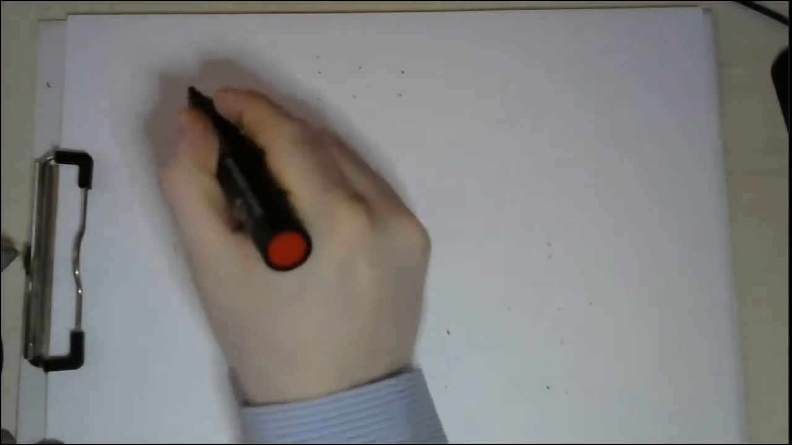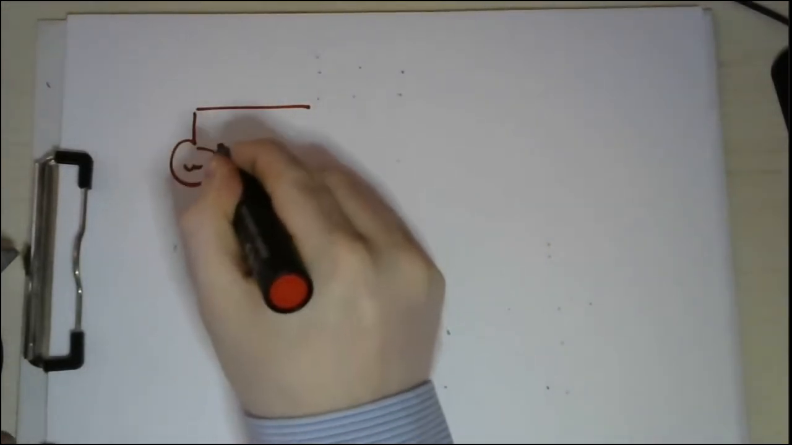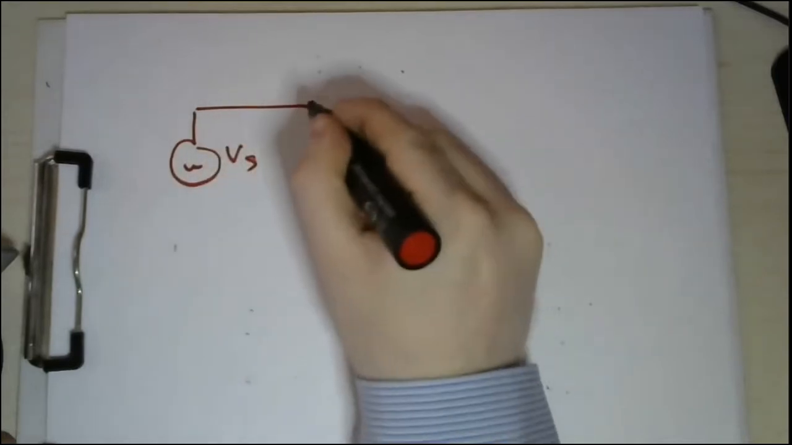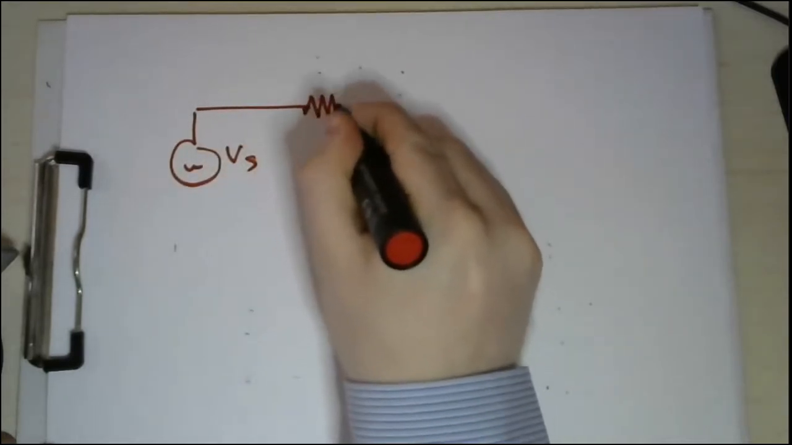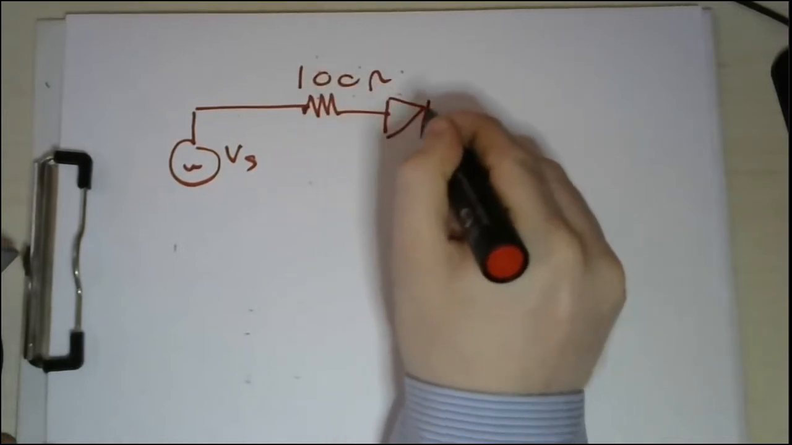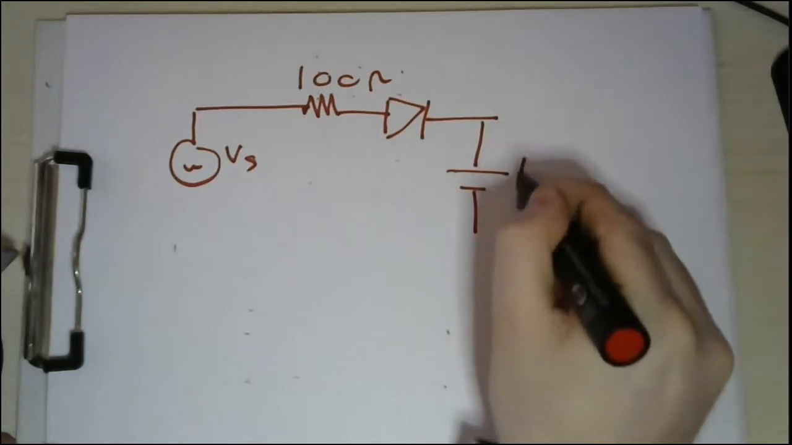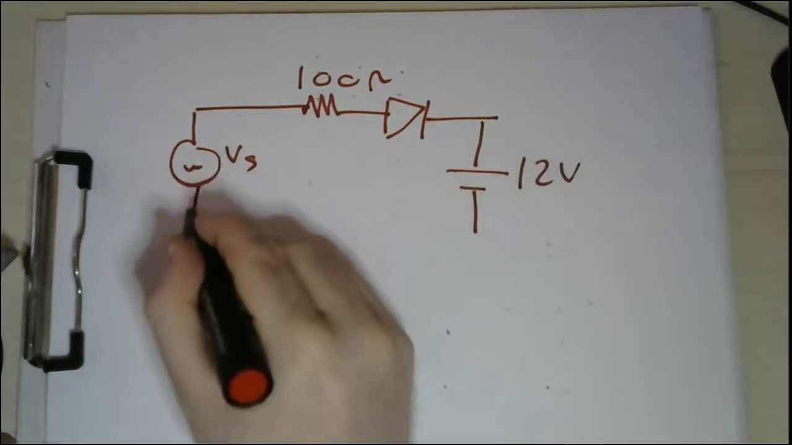Here we have our circuit. This is the Vs, the source. We have the resistance, the 100 ohm. We have the diode. And then we have this 12 volt DC supply.